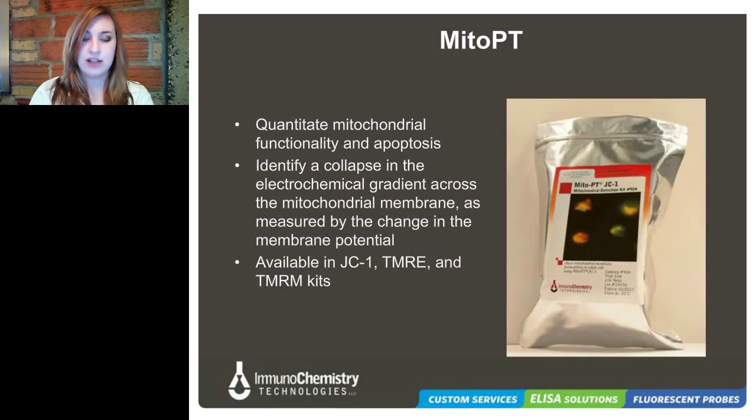So now I'm going to move on to our MitoOPT product line and our kits here, which allow you to quantitate mitochondrial functionality in apoptosis. So detection of the mitochondrial permeability transition event provides an early indication of the initiation of cellular apoptosis. So this process is typically defined as a collapse in the electrochemical gradient across the mitochondrial membrane. So these kits will detect a change in mitochondrial membrane potential. These kits are fast, with incubation typically only being 15 to 20 minutes.